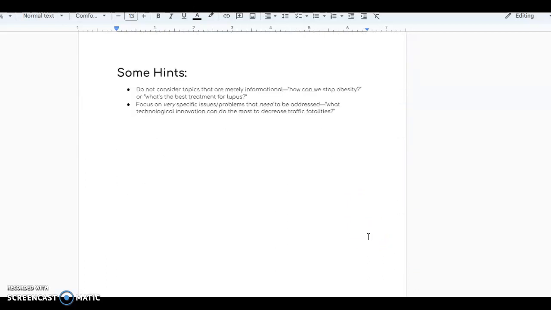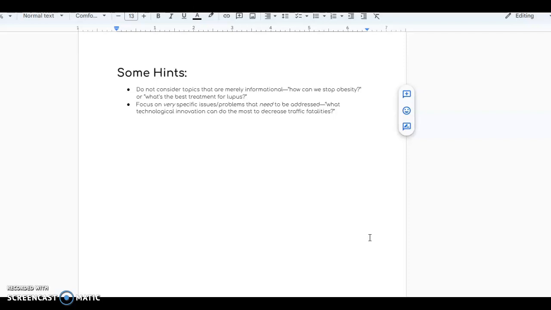So some hints, okay? Don't consider topics that are merely informational. How can we stop obesity? We know the answer to that question. We stop obesity by eating less, exercising more. Okay? What's the best treatment for lupus? Again, we know that. Basically, there are guidelines for if a person has lupus, this is the set of processes we go through in order to treat it. Okay. These are things that are informative.